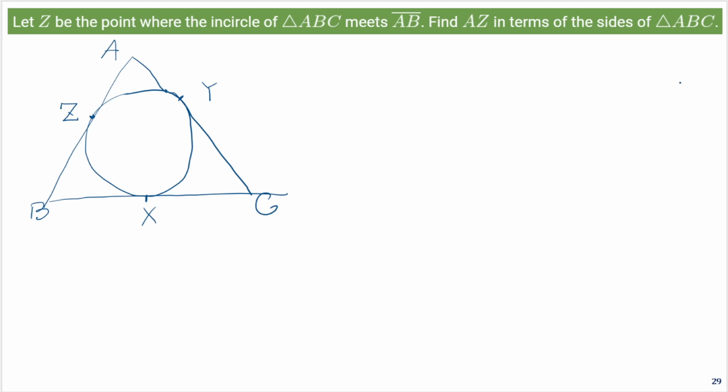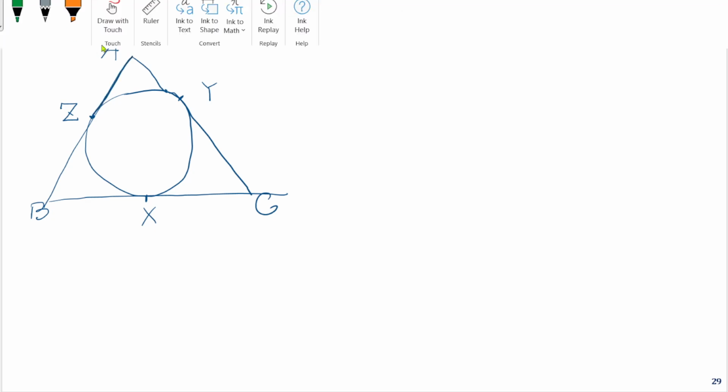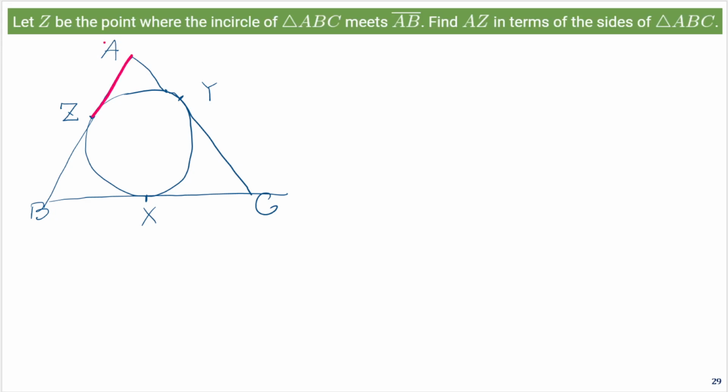Okay, so can you express the length of AZ here, this length, in terms of the sides of triangle ABC? Okay, let me lead you through this example.